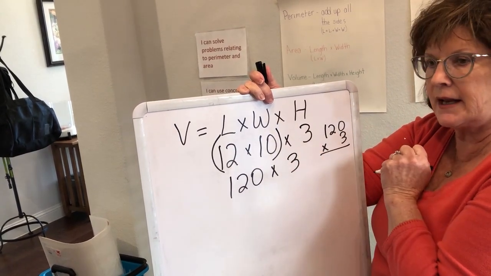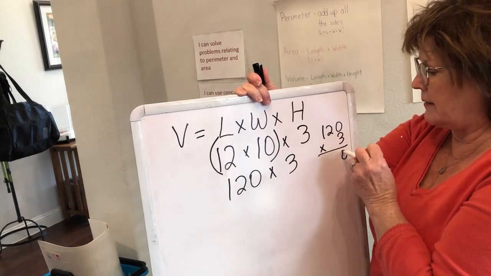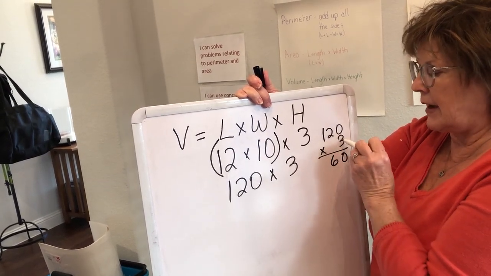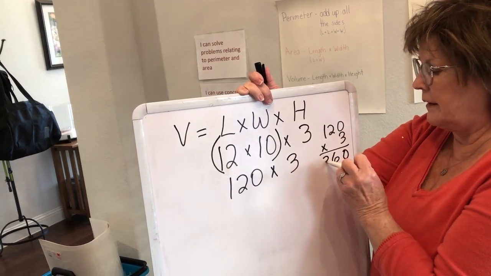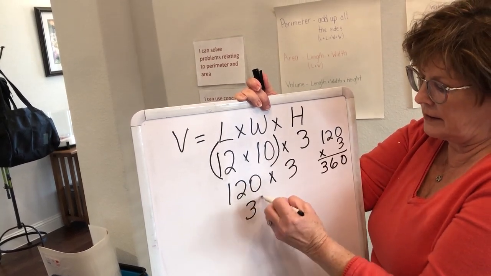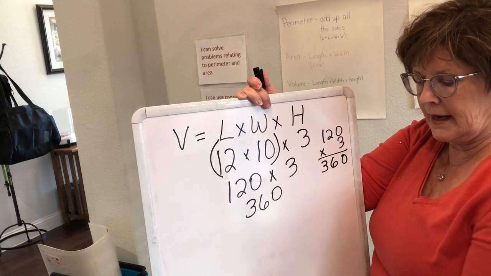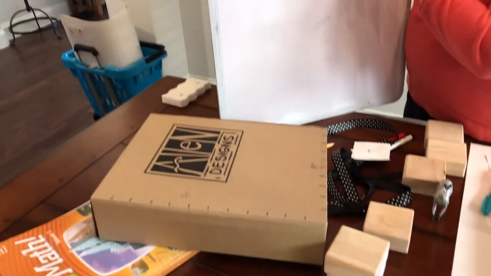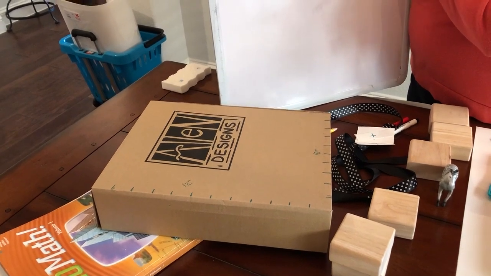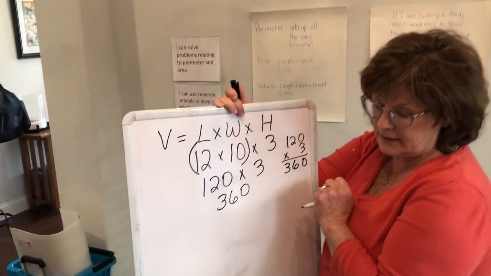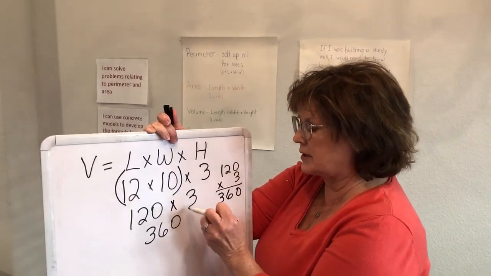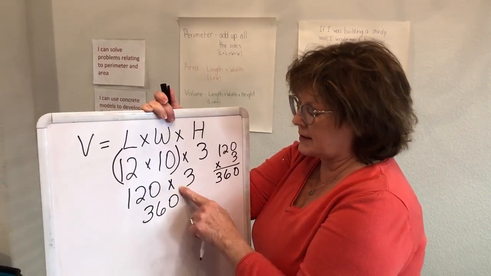Braylon, 120 times 3. We can write it out if our brains can't remember in our heads. 0 times 3, Garen, 0. 3 times 2, Levi, 6. And Levi, 3 times 1, 3. So the volume of my box is 360, we call that square inches. 360, I'm sorry, cubic inches. That's correct, cubic inches.